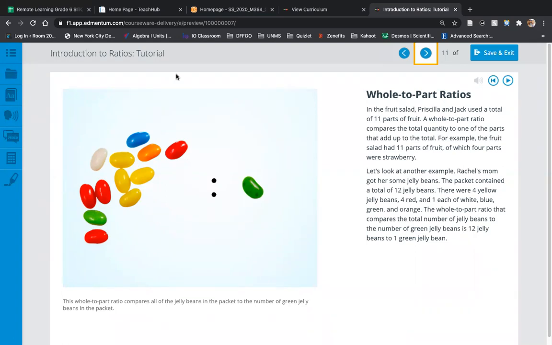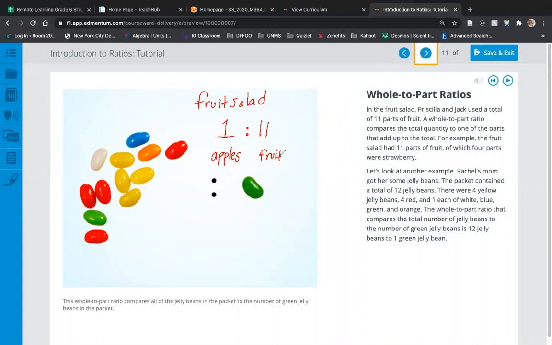A whole to part ratio compares the total quantity to one of the parts that adds up to the total, right? So if we go back to that fruit salad recipe, we know that it had 1 part of apples. Remember that recipe, it had a bunch of fruit in it. I could say that it was 1 part or 1 cup of apples to all together, there's 11 cups of fruit in the end. So 1 cup of apples to 11 cups of fruit.